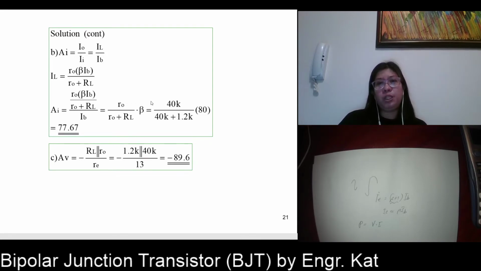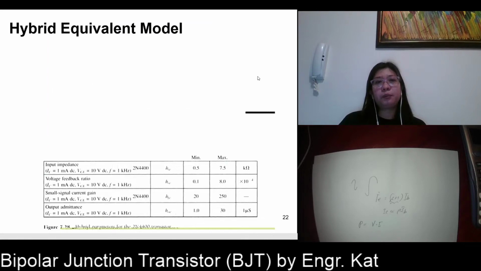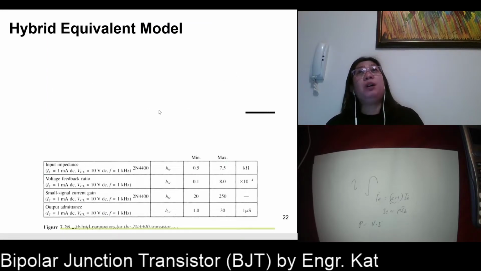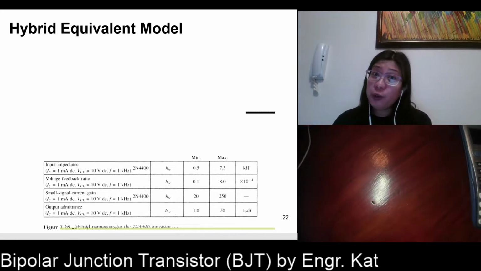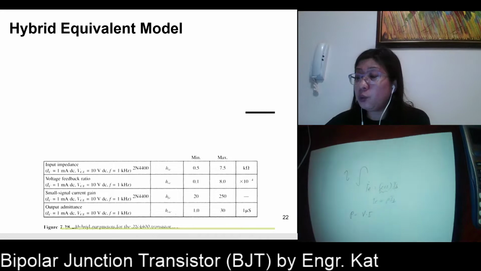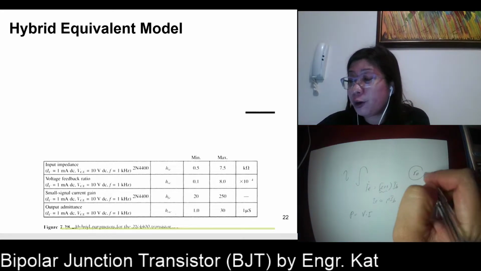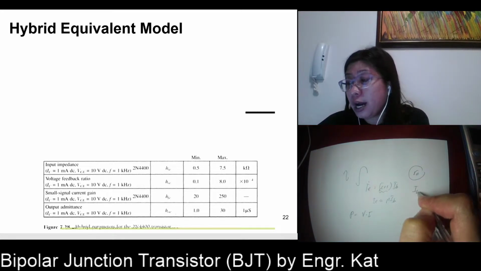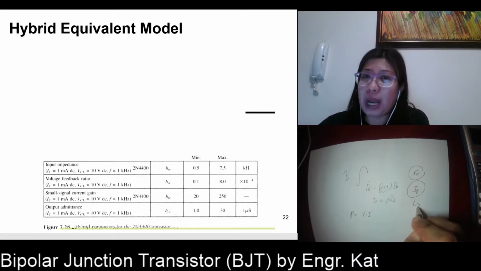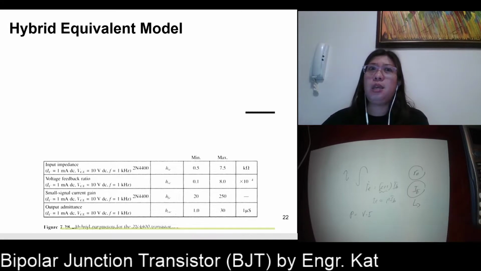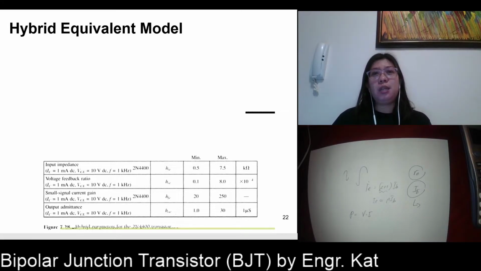So we just use the formulas. That is the RE model. The RE model is dependent on your DC analysis. You have to really start with your DC analysis. Why? Because you cannot solve for your RE without your IE. And how are we going to get your IE? We get your IE in the DC analysis.